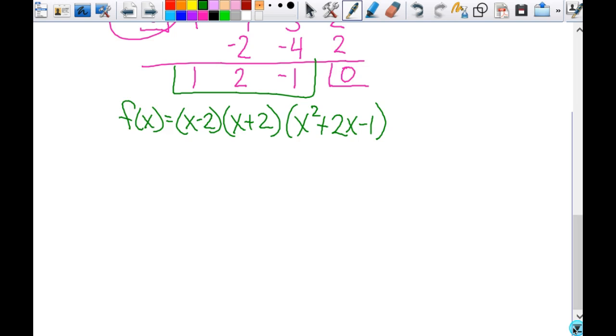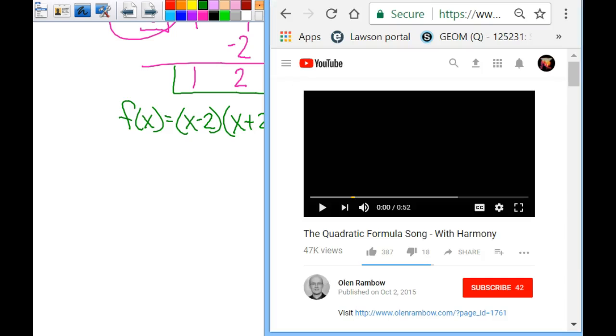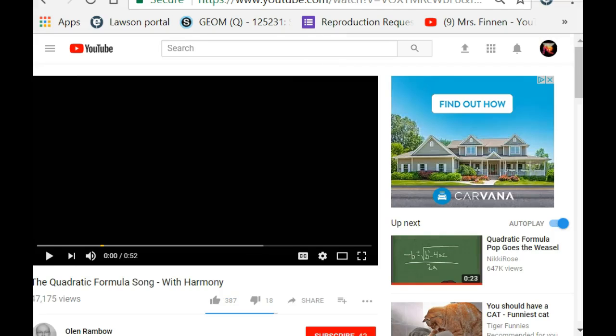Quadratic formula. And because half y'all didn't listen to that song, I'm going to make you listen to it right now because I want it in your head. I know. Some of y'all were singing it in your sleep lesson. It's real cute. It's better than me singing, I promise.